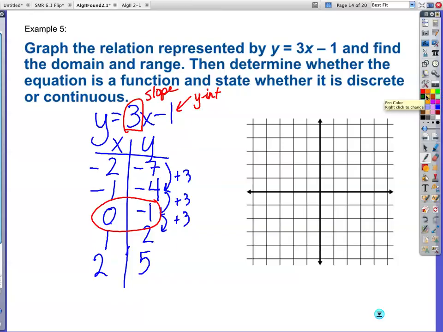Let's graph this puppy. Negative 2, negative 7. 1, 2, 3, 4, 5, 6, 7. Oh, it's off the graph. Negative 1, negative 4. We get it. It's right about there. 0, negative 1. 1, 2, and 2, 5.